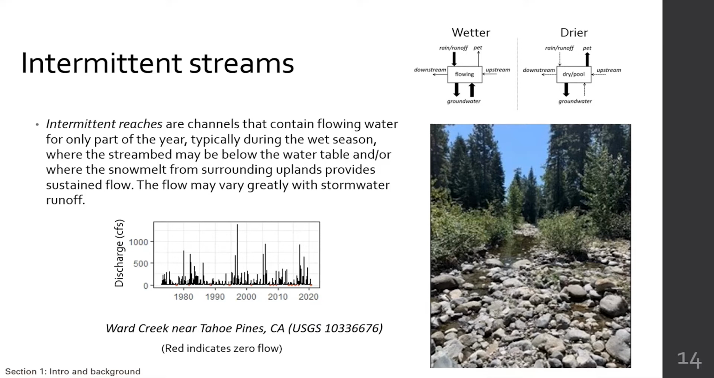The image on the right is Ward Creek, which is near Lake Tahoe in California. And again, it's a gauged stream, and again, you see quite a bit of variation in flow over that time period. It's a little shorter, about 45 years. Those red dots you see on that graph are times when the gauge recorded zero discharge. So you can see that the stream may not dry up every year, but it does dry up with some regularity, particularly during extended dry periods like you had in the past decade.